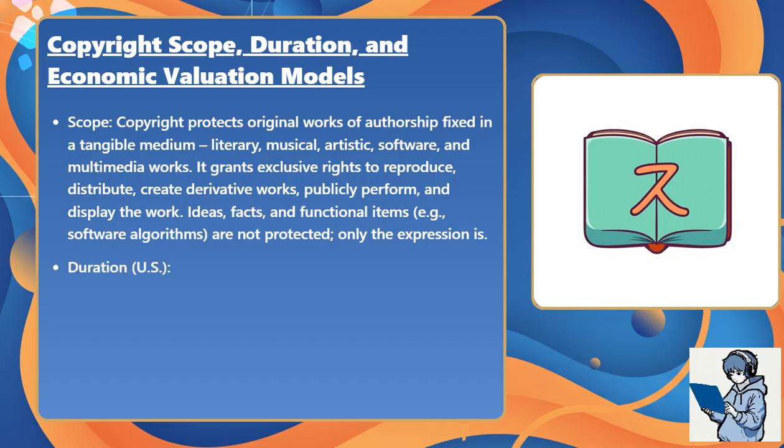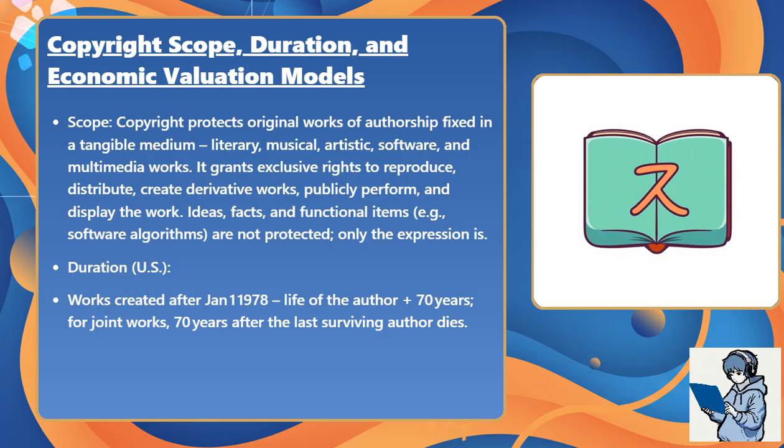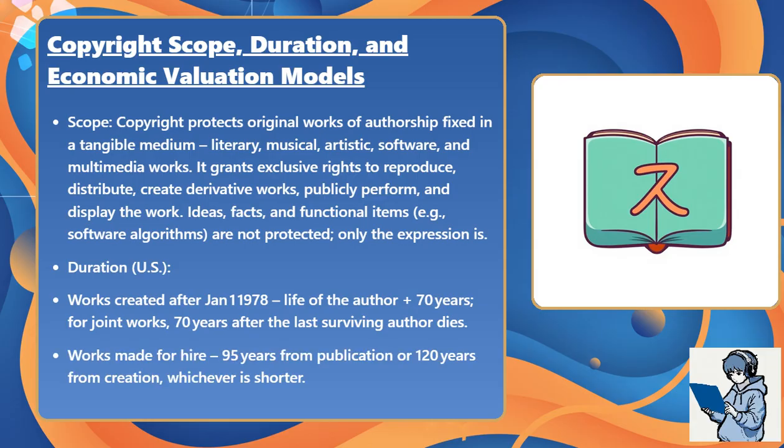Duration: United States. Works created after January 1, 1978 are protected for the life of the author plus 70 years. For joint works, protection lasts 70 years after the last surviving author dies. Works made for hire are protected for 95 years from publication or 120 years from creation, whichever is shorter.